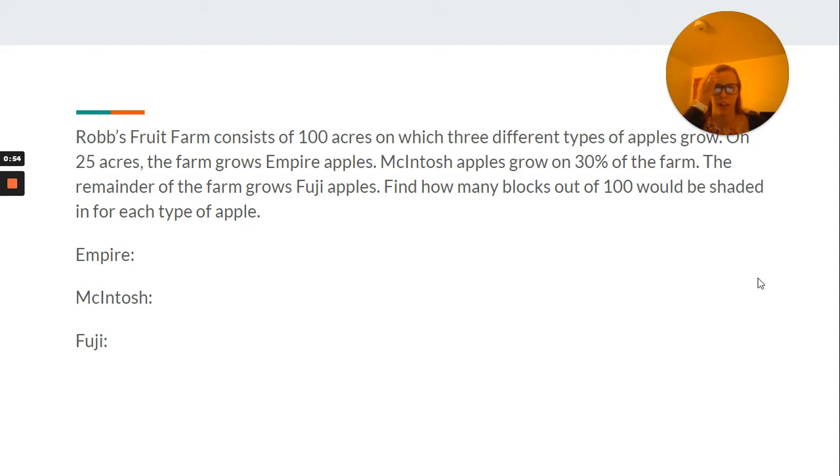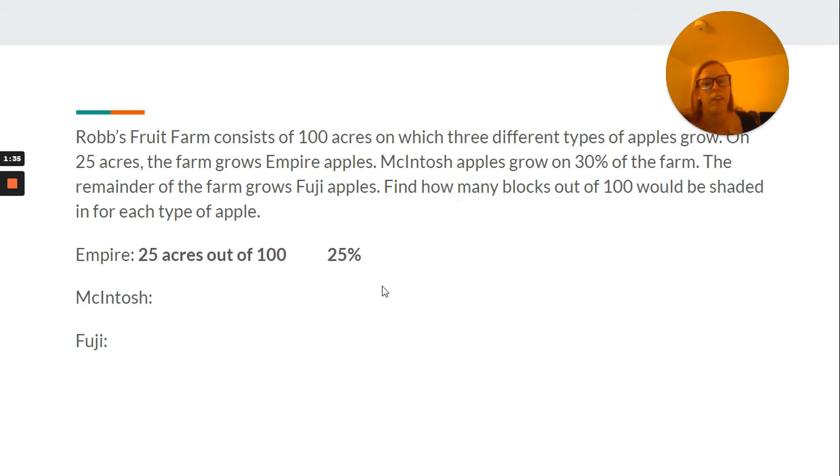So let's look at another example. Rob's fruit farm consists of 100 acres on which 3 different types of apples grow. On 25 acres, the farm grows Empire apples. McIntosh apples grow on 30% of the farm. The remainder of the farm grows Fuji apples. Find how many blocks out of 100 would be shaded in for each type of apple. First, we have Empire. 25 out of 100 acres are Empire, so 25 blocks would be Empire, which is also 25%.